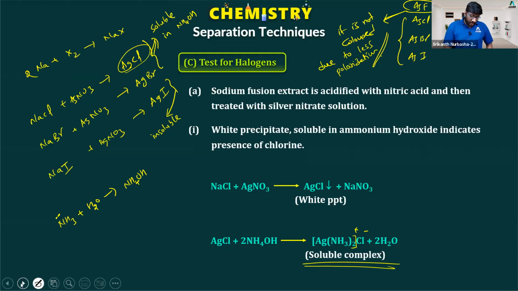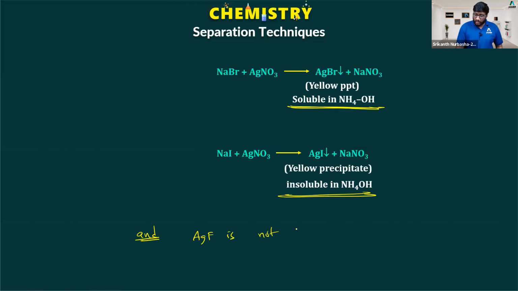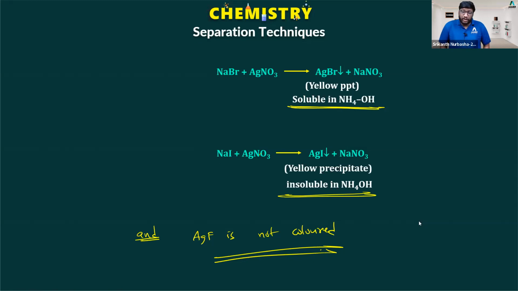If you take AgBr and AgI, they form yellow PPT. NaBr plus AgNO3 forms AgBr, yellow PPT. NaI plus AgNO3 forms AgI, yellow PPT. AgBr is soluble in NH4OH, whereas AgI is insoluble in NH4OH. Like that, you can detect whether bromine or iodine is present. And AgF is not colored, that is why you cannot detect fluorine. Is that clear? So this is how you can detect the presence of chlorine, bromine or iodine. Fluorine you cannot detect because AgF is not going to be colored.